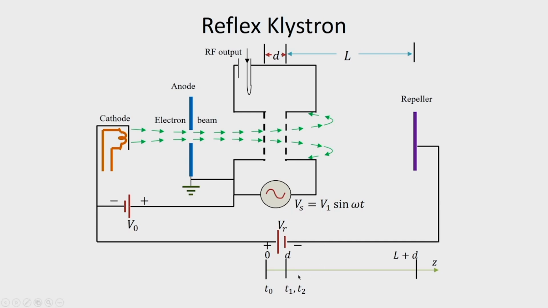Now, here d is the distance between the grids, T0 is the time when an electron enters, T1 is the time when it leaves this cavity after being velocity modulated, and T2 is the time when the electron comes back to the same cavity again after travelling certain distance. The separation between the cavity and the repeller is L.